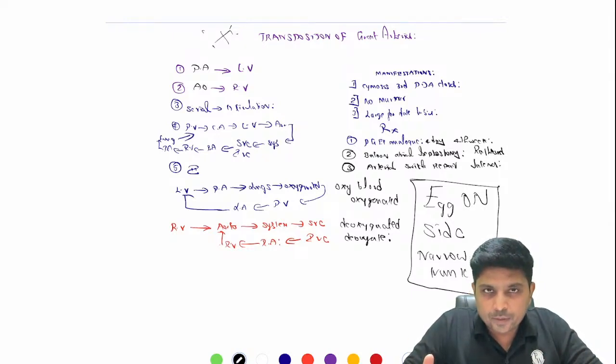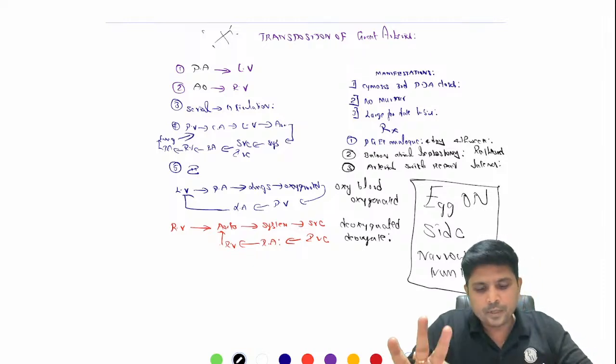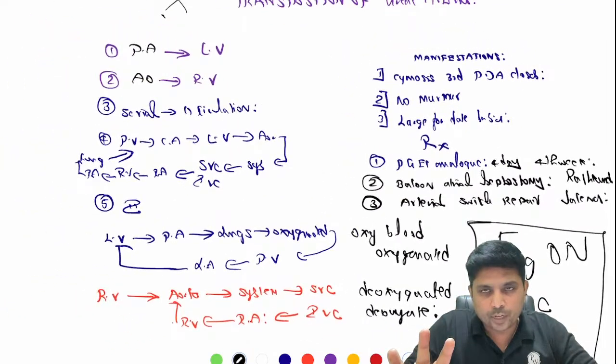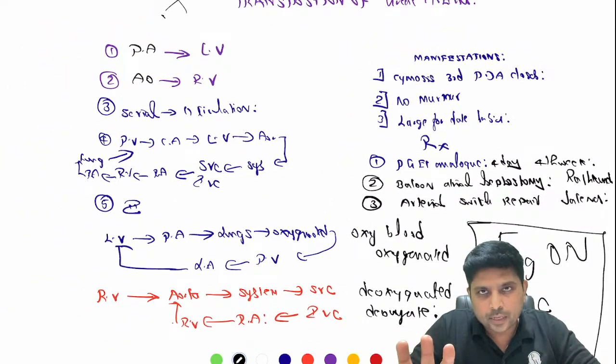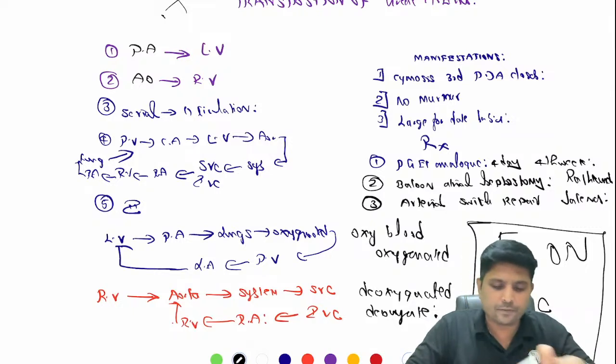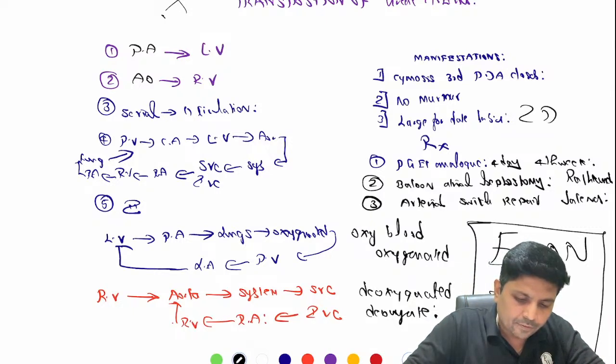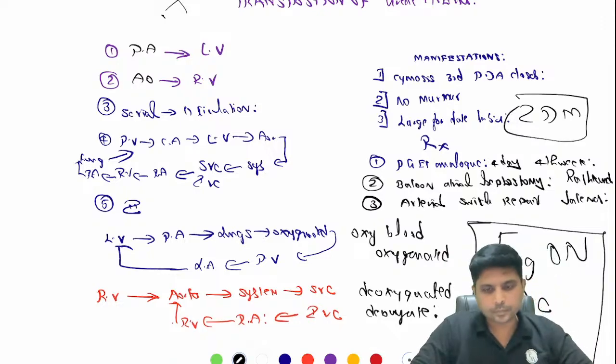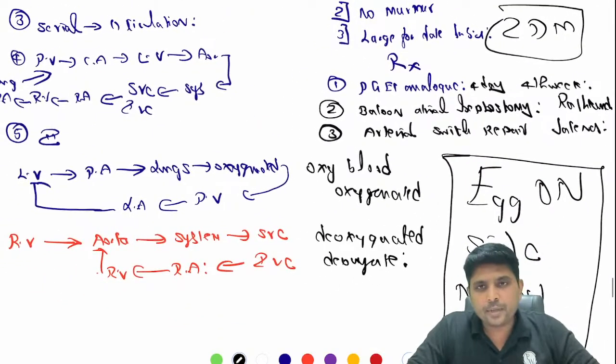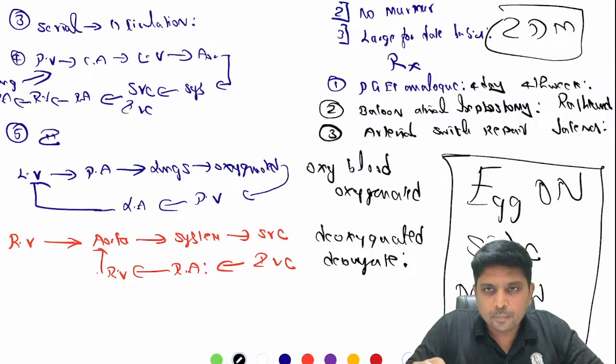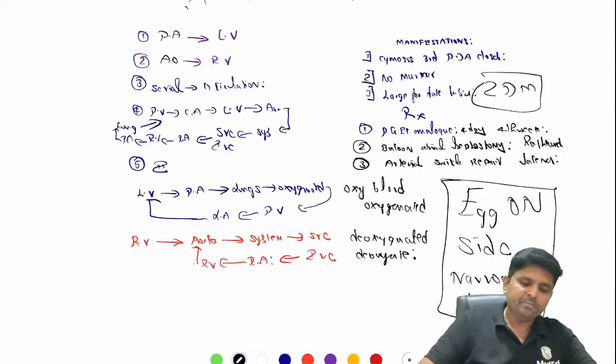Pulmonary artery arises from the left ventricle, aorta arises from the right ventricle. The serial circulation will become parallel circulation. Cyanosis on day 3 or day 4 as the PDA closes, and on auscultation no murmur, and it is usually a large for dates baby because most often it is a complication of infant of diabetic mother. And the treatment is PGE1 analog, balloon atrial septostomy, and arterial switch repair. Corrective surgery is arterial switch repair or Jatene.